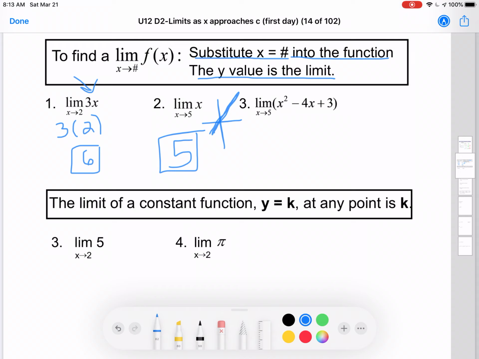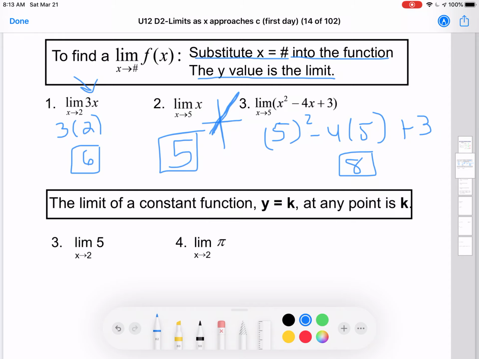Number 3, same thing, just plug 5 in. So 5 squared minus 4 times 5 plus 3, and we get 8. And this is just a parabola. And at x equals 5, if we approach from both sides, we do get the same answer, 8.